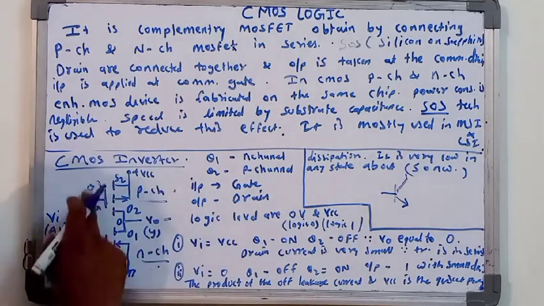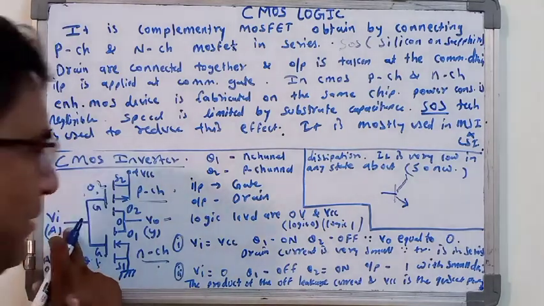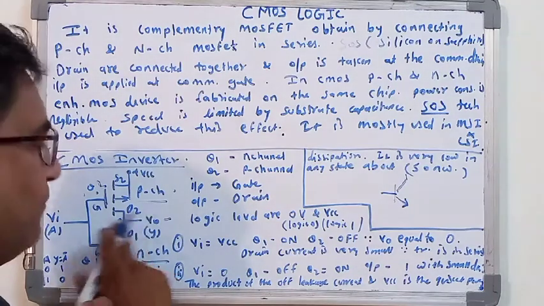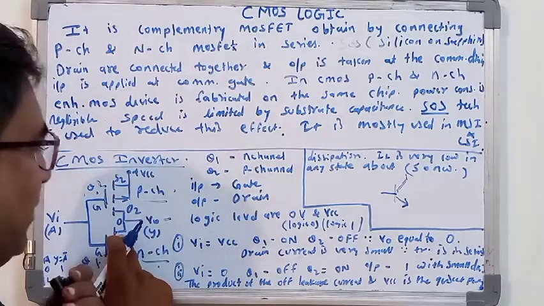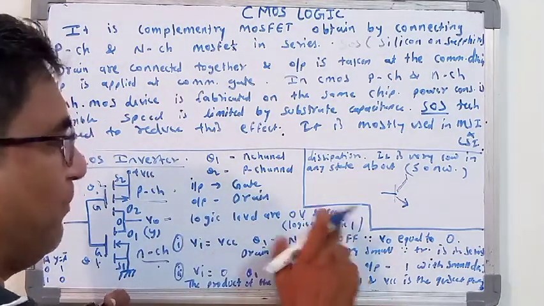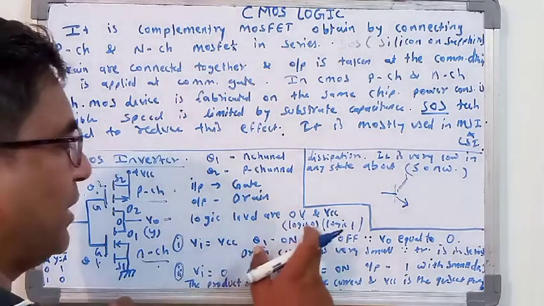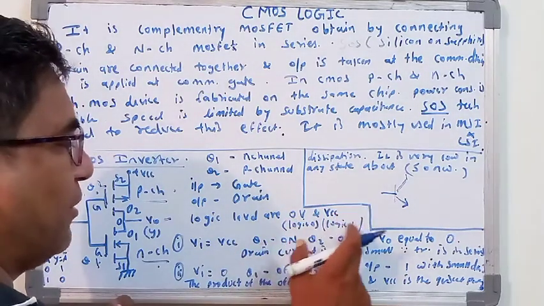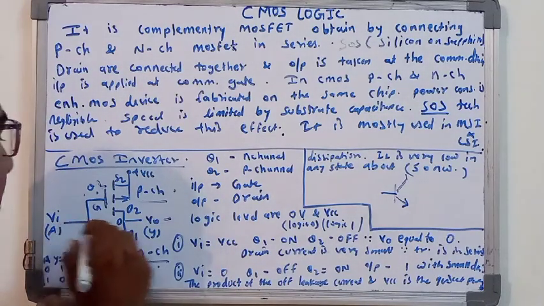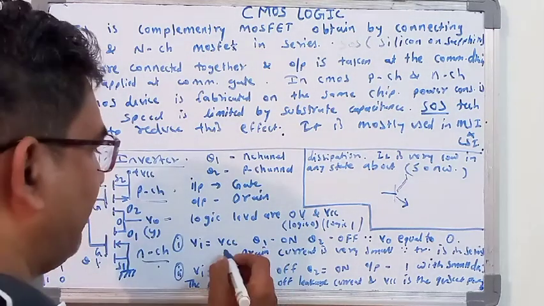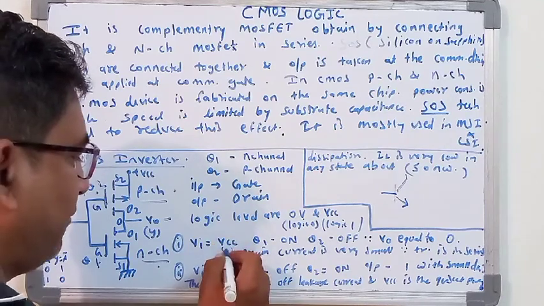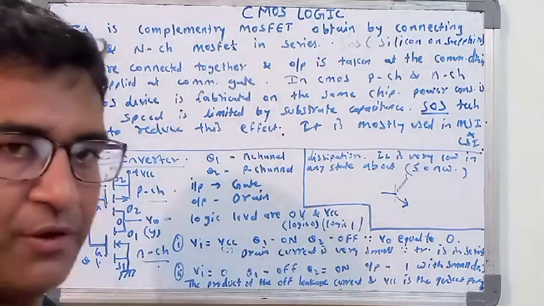The input is applied to both gates, which are connected together. The output is taken from the drains of both channels, which are connected to make a common drain. The logical levels are 0 and plus VCC. The 0 indicates logic 0 and VCC indicates logic 1. When Vi is equal to VCC, we apply a 1, which is generally 5 volts, so we say it is a 1 or 5 volts.